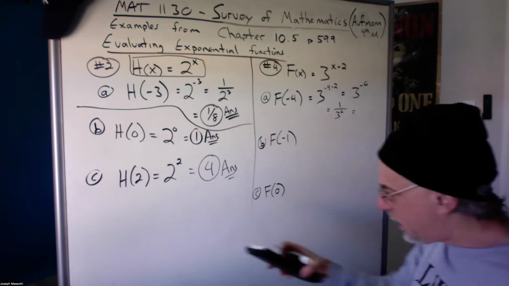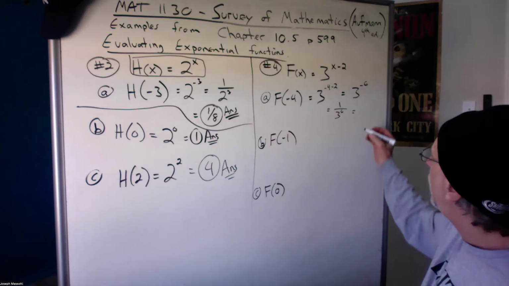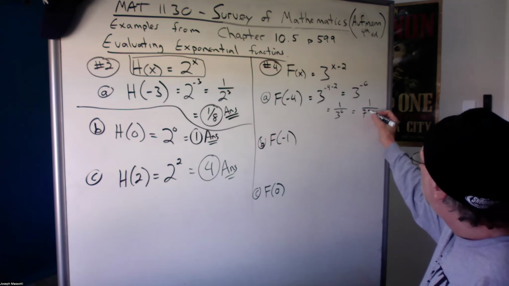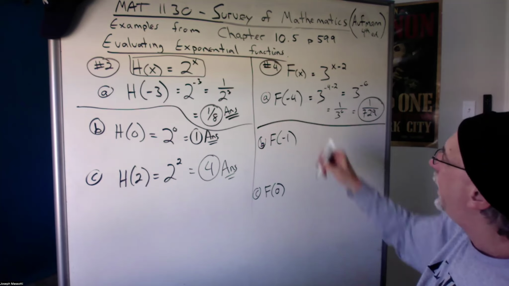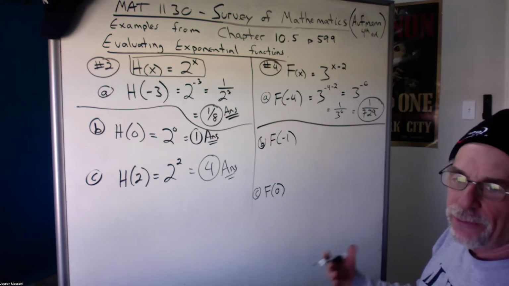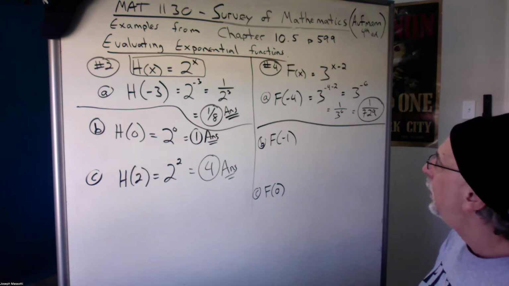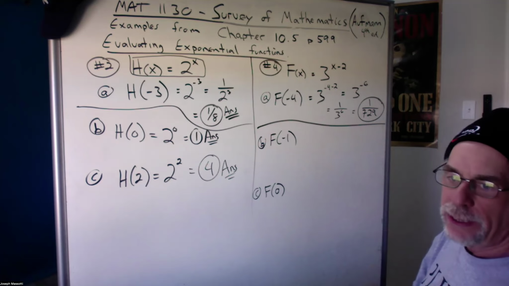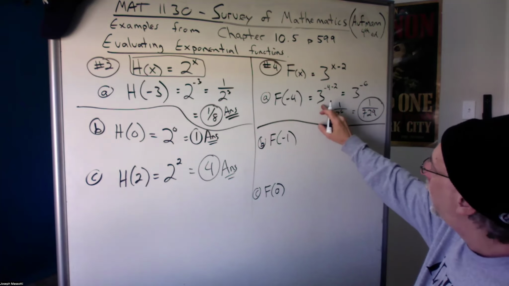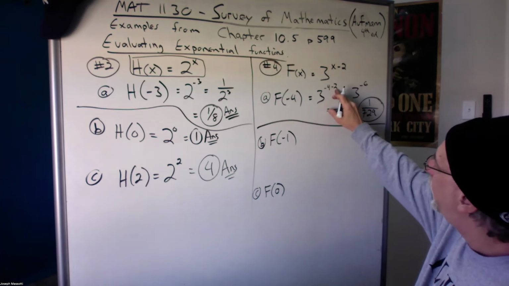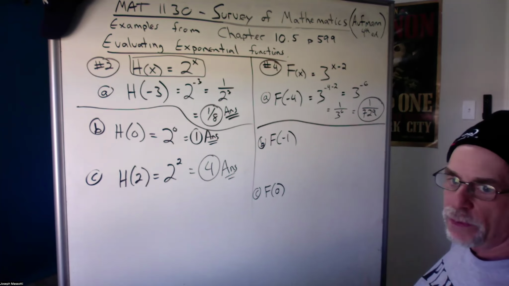3 raised to the 6th is going to be a pretty large number. 3 raised to the 6th is 729. So 1 over 729 is the answer for A. And be sure to give fractions for these answers. You can plug these into your calculator. I'm going to show you that in a second when we deal with the number e. But I'd like to see you actually work it out like this. -2 plus -4 is -6. 1 over 3 raised to the positive 6th, 1 over 729.